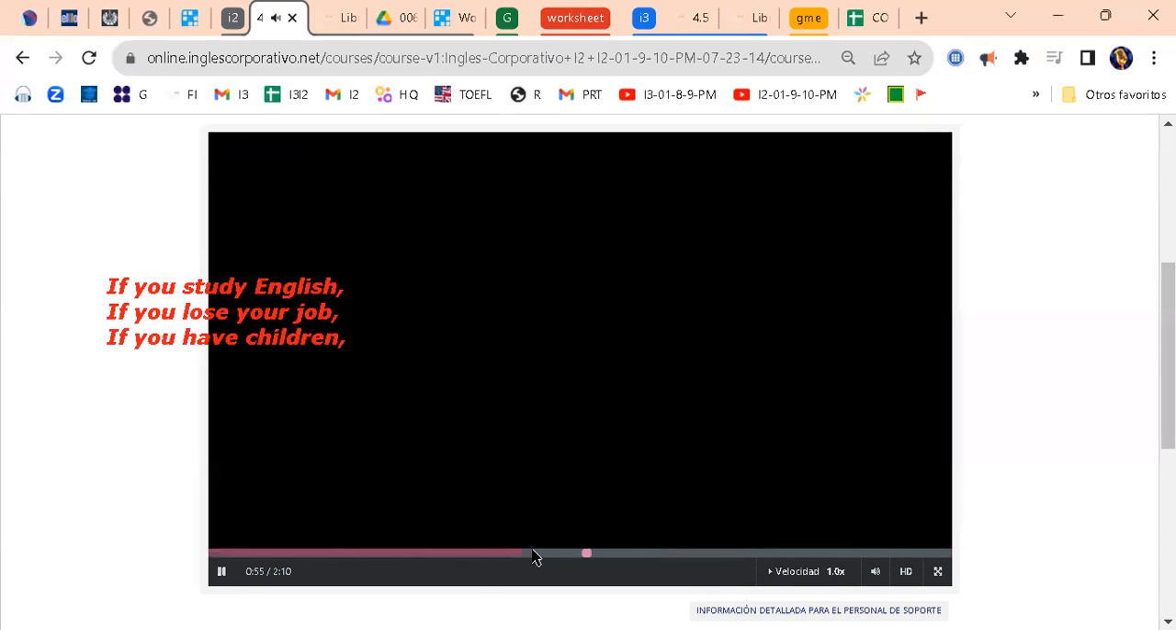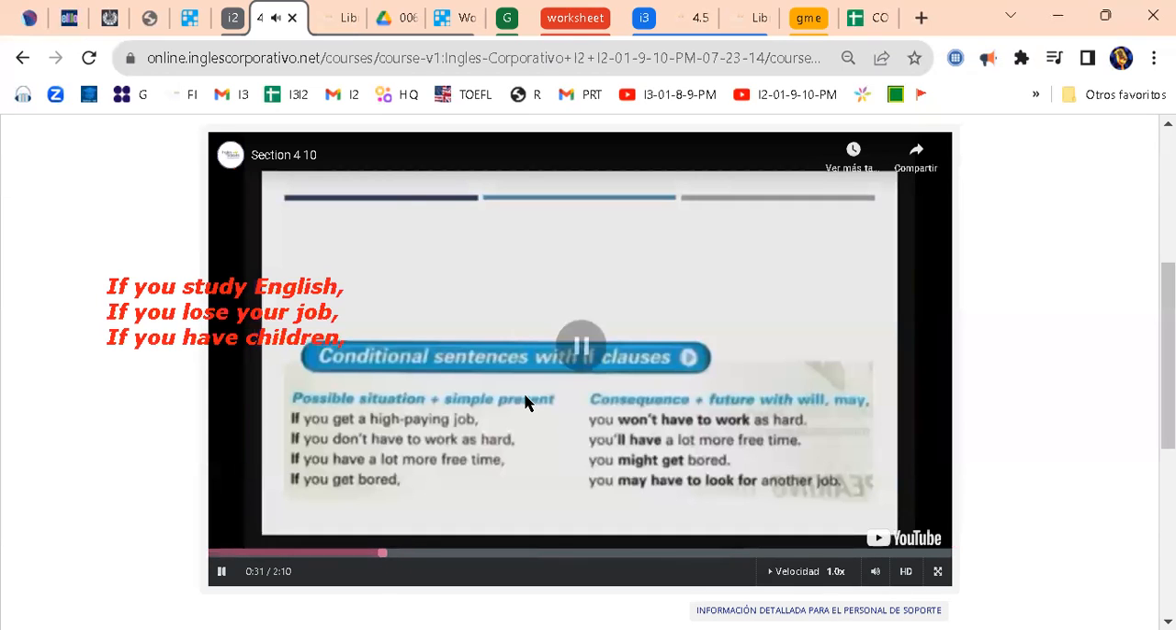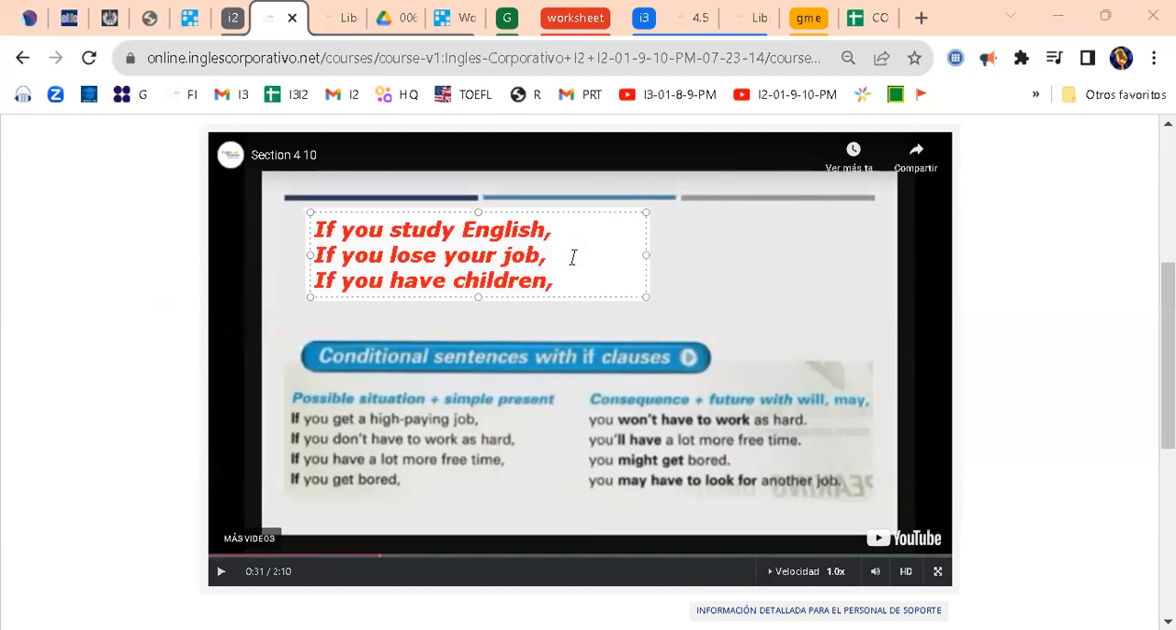Okay, cool. So I'm going to show you the structures again so you can check how to use this first conditional. Remember, we were talking about the structure. So we need if plus a simple present, plus a consequence, right? For a consequent clause, a main clause. If you study English, so what is going to happen if you study English? And besides using will, you can also use might, or you can also use may to show probability in the future or the present. So if you study English, what is going to happen, guys? Give me some ideas.